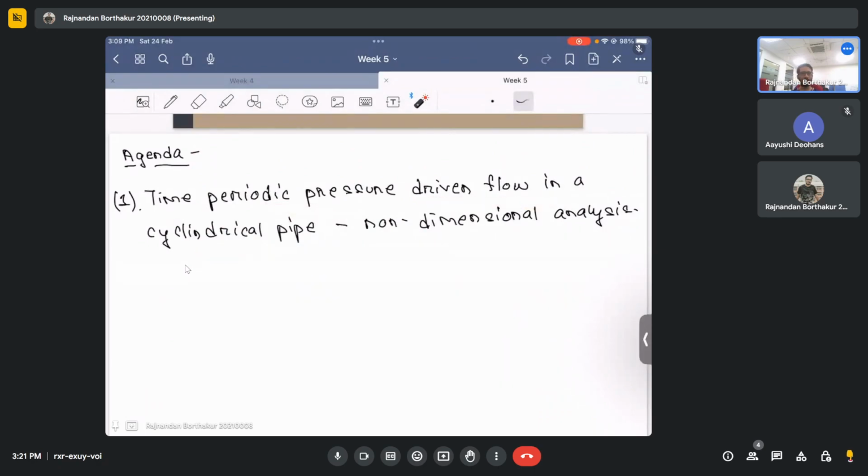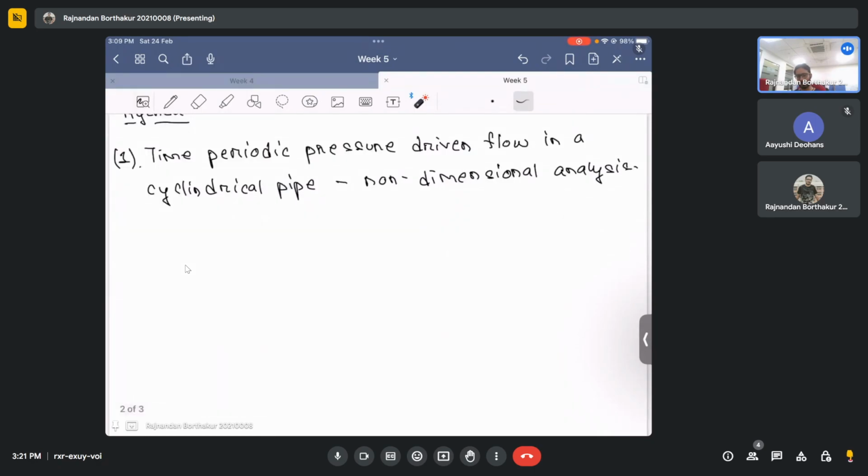So I think you have learned the Stokes first problem in the week's class. So what was the Stokes first problem? Can you recollect what was Stokes first and the second problem? Yeah, go ahead. A plate at rest is suddenly brought to motion. Exactly. So was it Stokes first problem or the second problem? Yeah, you are right. You are right.